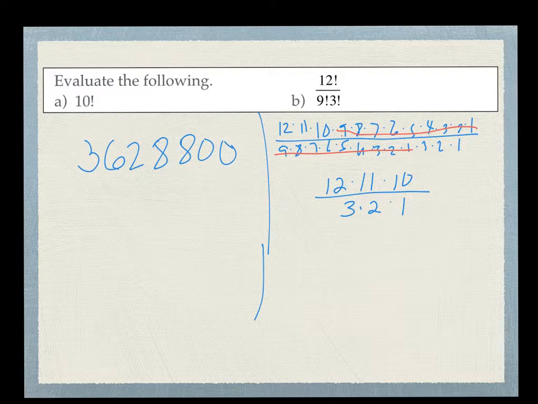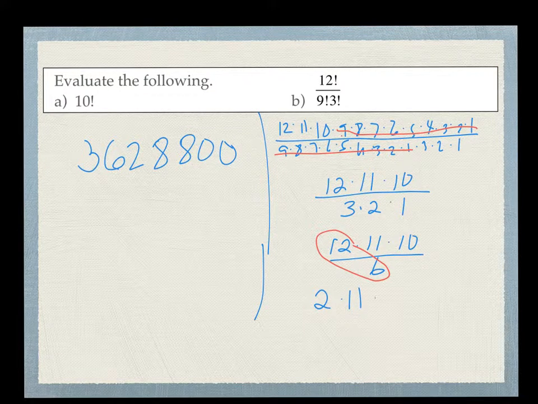Now even this, you could simplify further. What's 3 times 2 times 1? 6. So I could change this to 12 times 11 times 10 divided by 6. And then if I wanted to, I could do this division. So 12 divided by 6 is 2. So I could do 2 times 11 times 10. And now that's really easy, because 2 times 11 is 22, and 22 times 10 is 220.